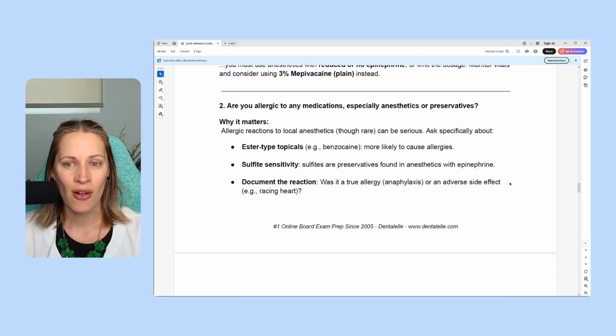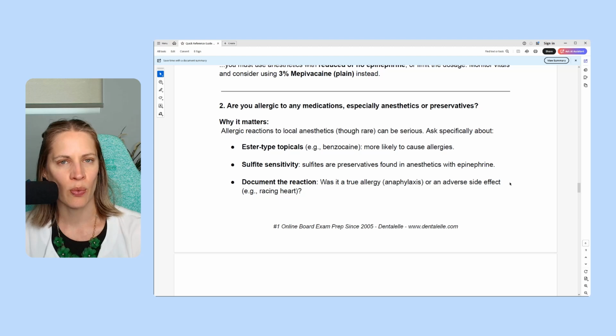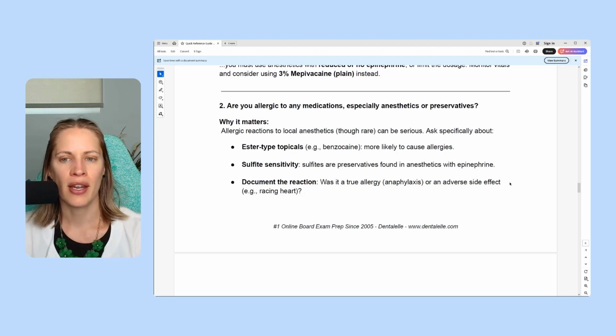What if there's an allergy? So there are ester type allergies, so that would be more specific to topical. But what about a sulfite sensitivity? So that's important to note as well. And you need to document their reaction.